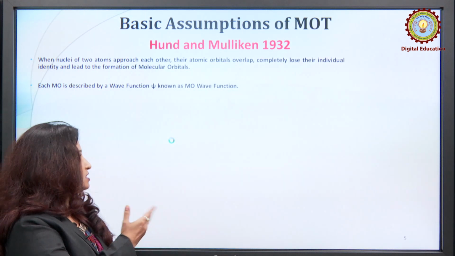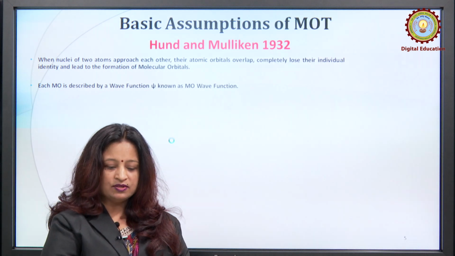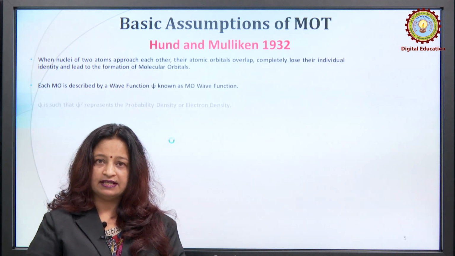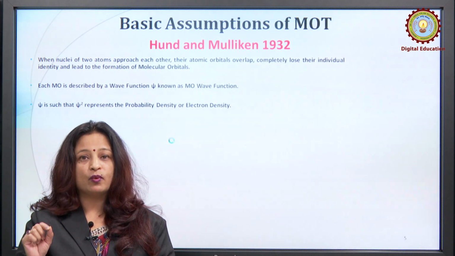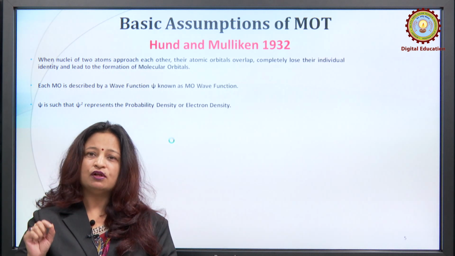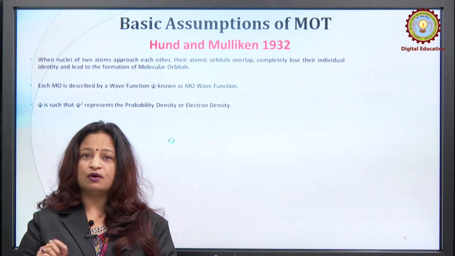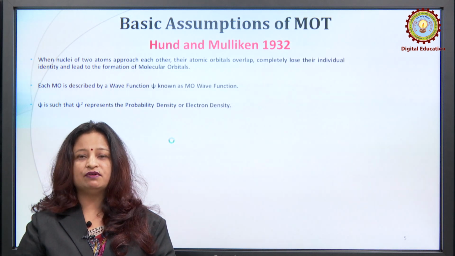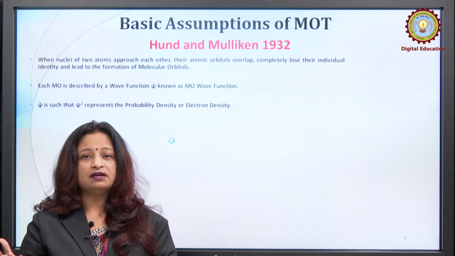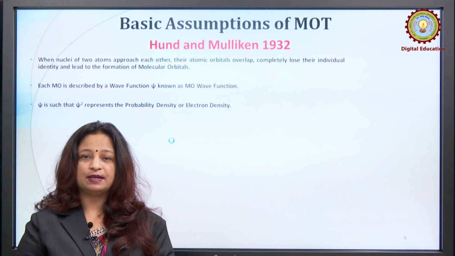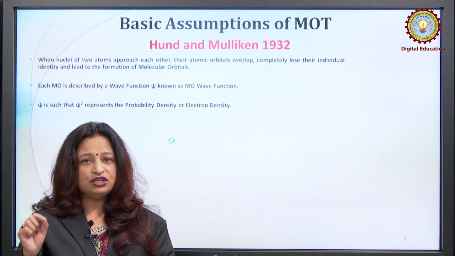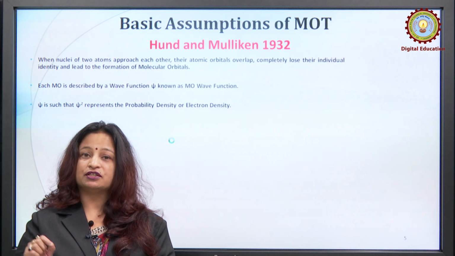This is the first point that you can see here. Now, the second assumption is that each molecular orbital is described by a wave function psi, which is also known as the molecular orbital wave function. In the next slide, we will be discussing the mathematical representation of the wave nature of the electron, and that is why we are using this term wave function here. So, each molecular orbital is described by a wave function psi.